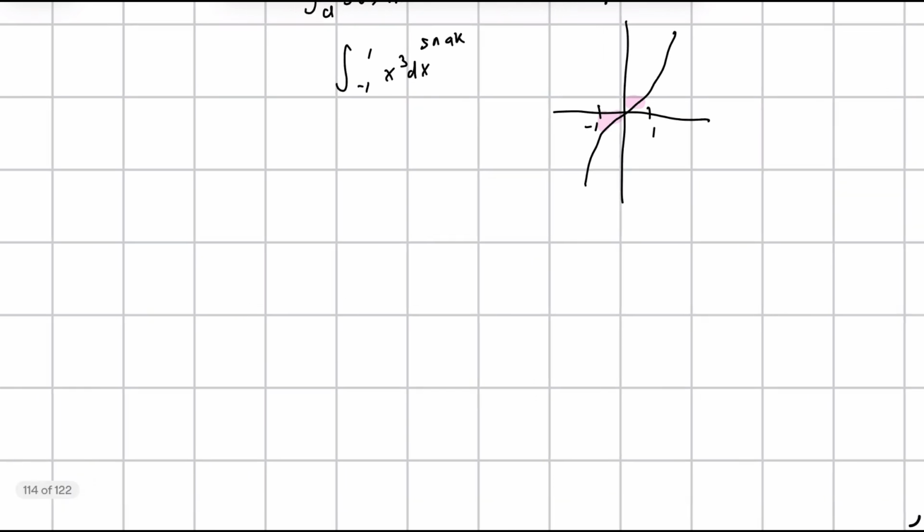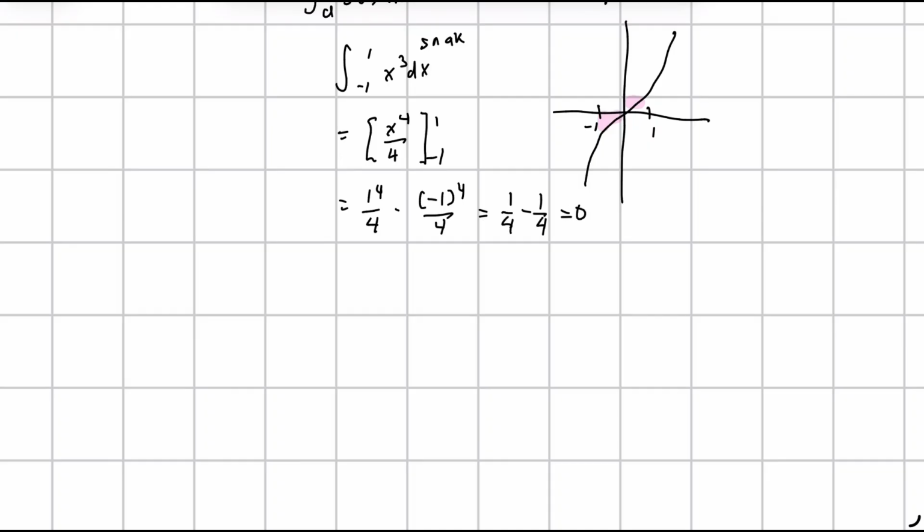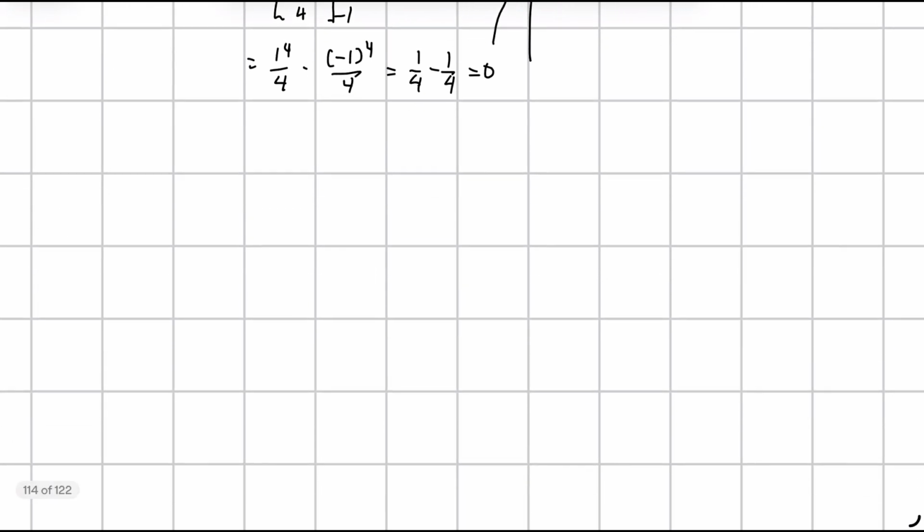And then if you have all that area, let's just do this. We have x to the power 4 over 4, and this goes from 1 to negative 1. So this is going to be 1 to the power 4 over 4 minus negative 1 to the power 4 over 4, which is 1 over 4 minus 1 over 4, which is equal to 0. So that's it. Now, our positive and negative signed areas cancel out.